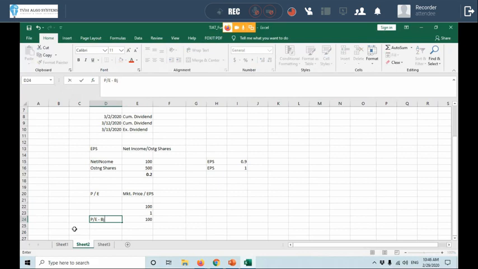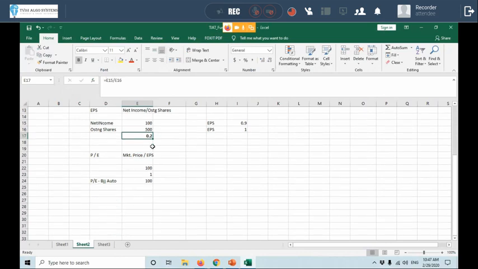Bajaj Auto. This was my PE ratio before the stock split. Now, since the company has announced a stock split, my EPS came down to 0.2. So if I replace this 1 with 0.2, look at the PE ratio. It went up to 500 times.